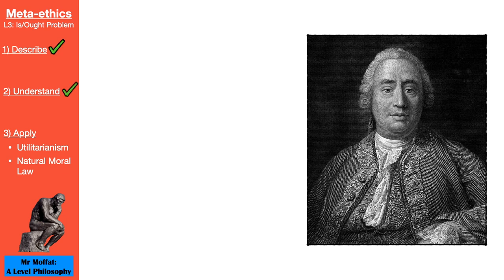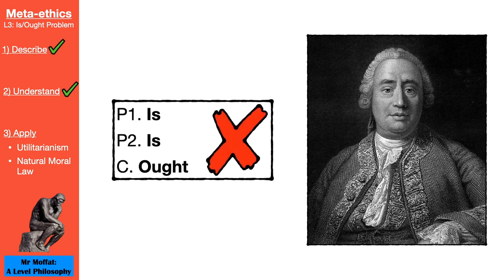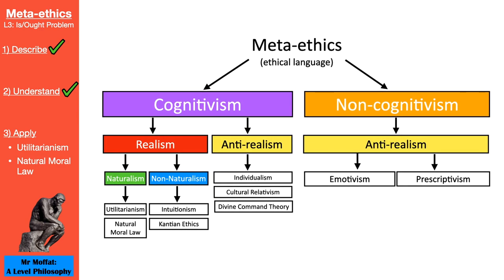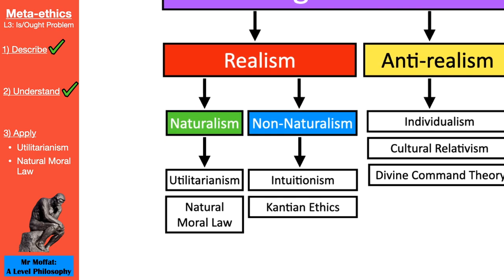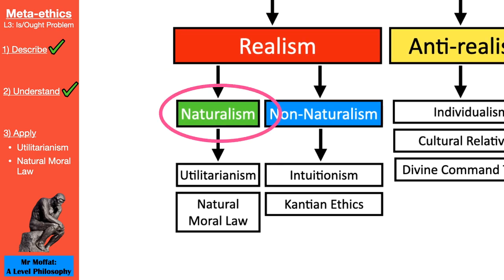At this stage, hopefully you understand Hume's point here. If we base our arguments on only a series of facts, then we cannot get to a value. In moral philosophy, what kinds of theories does this problem affect? Take a look at your metaethics map. Which position claims moral truths are based on facts that we can observe in the world? That's right, naturalism. Okay, let's then apply the is-ought problem to two popular naturalistic theories, utilitarianism and natural moral law.